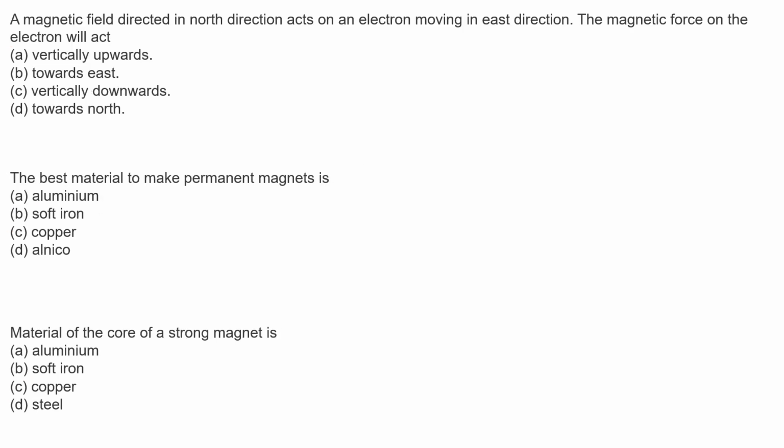So the next set of questions. The first question is that a field strength in the north direction acts on an electron moving in the east direction. Then the magnetic force on the electron will act: option A is vertically upwards, option B is towards east, option C is vertically downwards, option D is towards north.